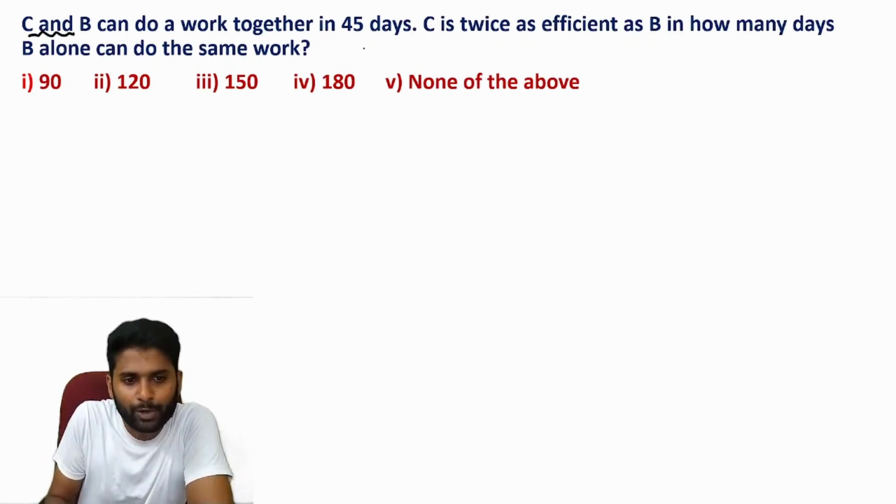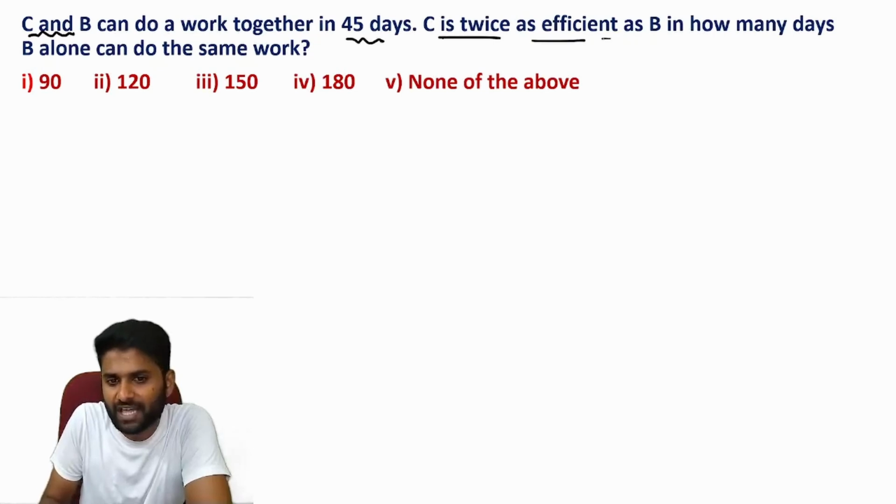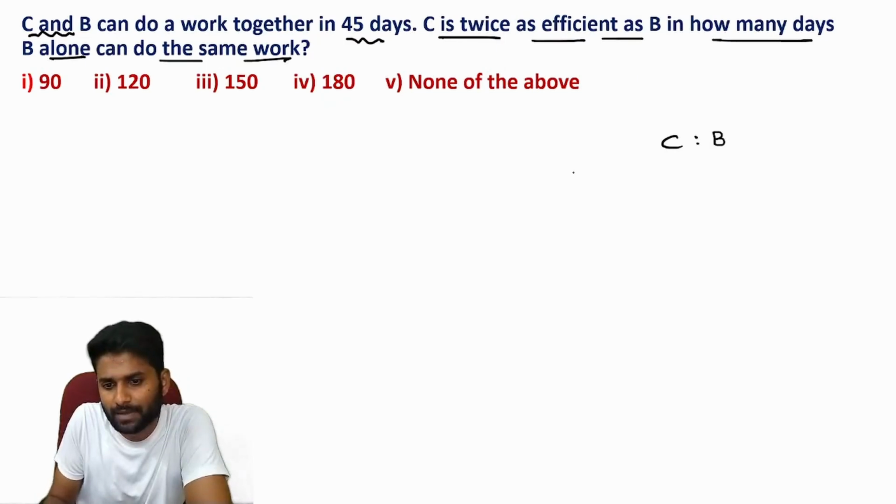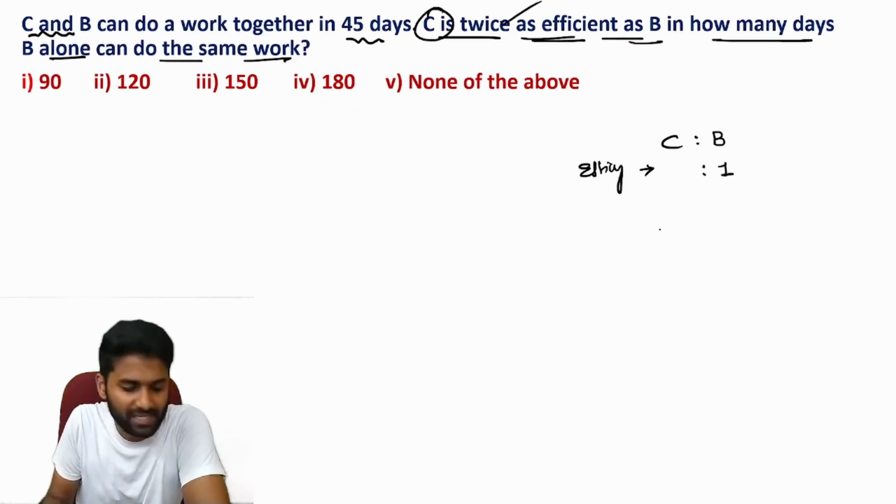C and B can do the work in 45 days. C is twice as efficient as B. In how many days can B alone do the same work? Now see, again they are talking about efficiency. C is twice as efficient as B. So let us assume that B is 1 unit. Definitely C must be 2 units.